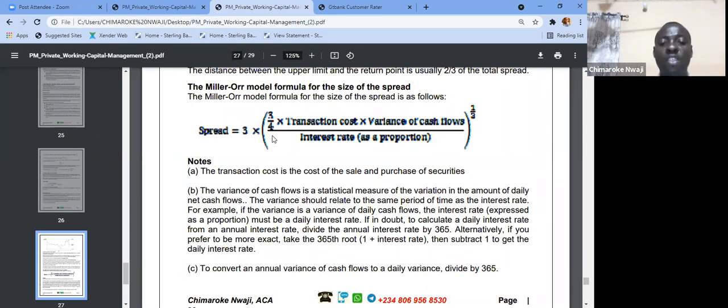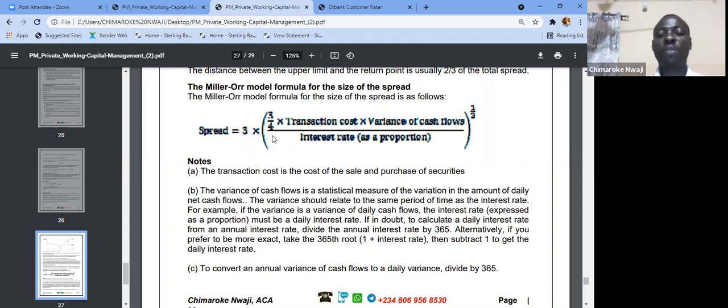Now go to your denominator. You need to look at your interest rate. They will give it to you in percentage. You need to convert it to a fraction. So if you are given something like 10% or maybe 12%, you need to convert it to 0.10 or 0.12. Not only that, you need to divide that interest rate by 365 so that you know the interest rate per day.